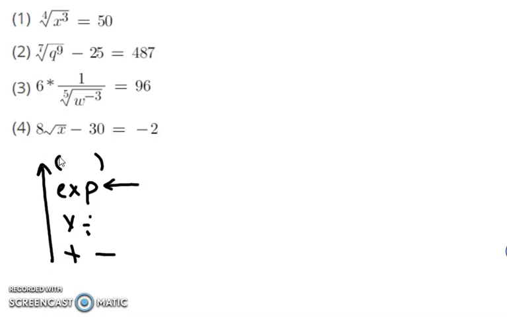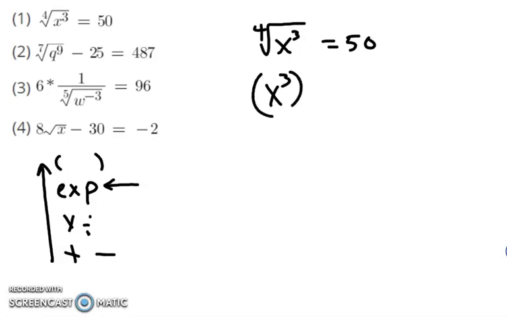Alright, so for problem number 1, one of the things we talked about last week is that if I want to turn the radical into a rational, a fractional exponent, the radical, or the fourth root, gets replaced with the exponent 1/4. So if I multiply the exponent of 3 by the 1/4, the fourth root of x cubed becomes x to the 3/4. That doesn't mean 3/4 times x, but x to the 3/4.